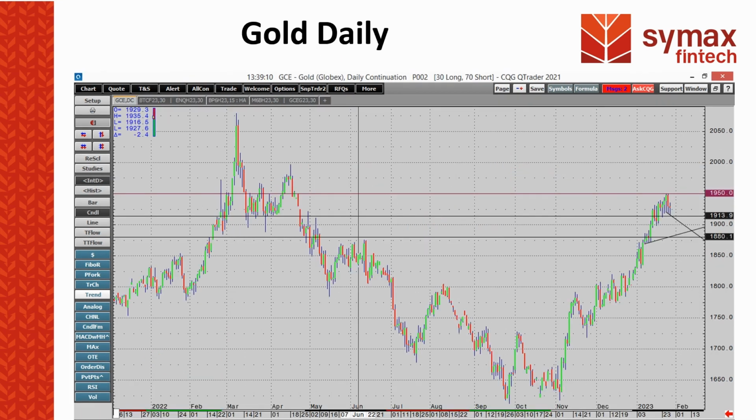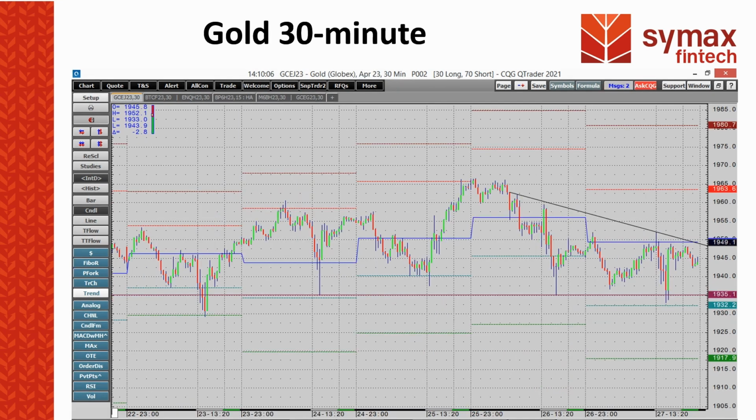Okay, so when we move on to gold, again, gold's been strong. It just sort of struggled towards the end of the week, and it pretty much ended the week where it started. So we've got resistance at 1950, support at 1913, and support at 1880. On the 30-minute, resistance is pretty much the same at 1949, with first level of support at 1935.